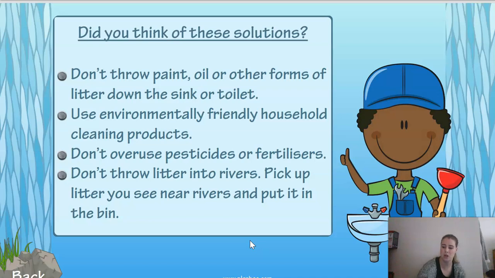No, it is not. So, your task is you are going to create a campaign poster against river pollution. I want you to design a poster about all the things that we can do to support river pollution. So think about things that people shouldn't be doing and things that people should be doing. You might even want to add some pictures, draw some pictures or add some facts on there, almost to guilt trip people in.